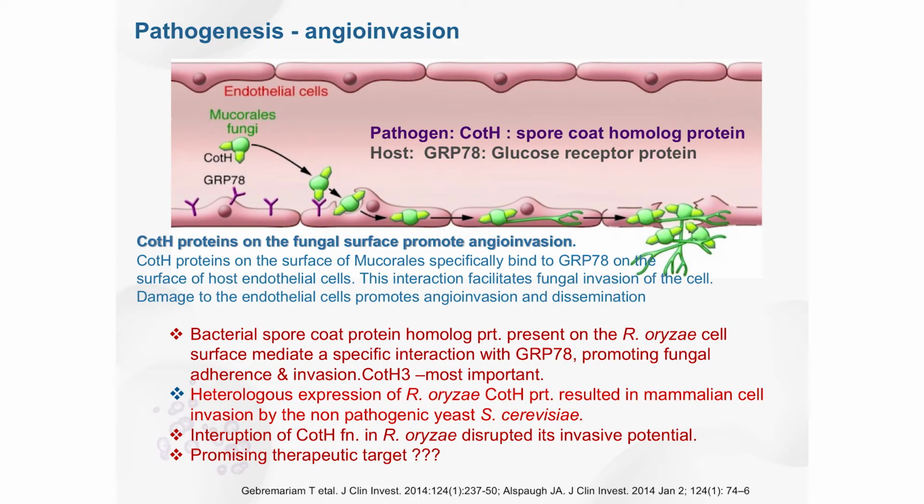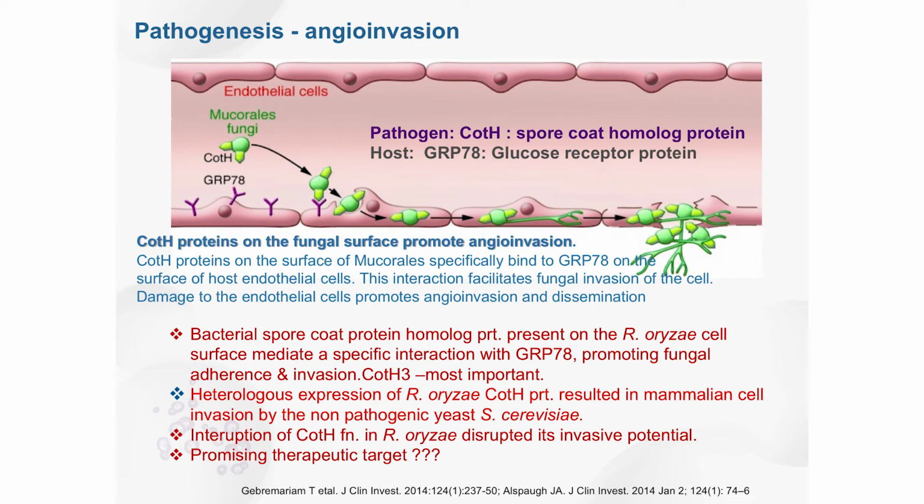Here, the mucormycosis, they have something very specific, because we always ask how can we differentiate mucormycosis? We have hope. Here, the spore coat homolog protein on the pathogen side, and for the host side, they have the glucose receptor protein. And the two of these just match. They can hit each other, bind to each other. And they have several experiments like this.